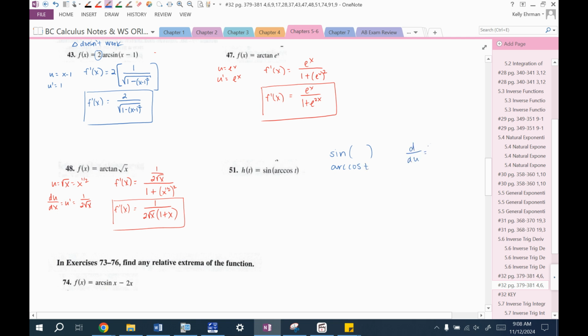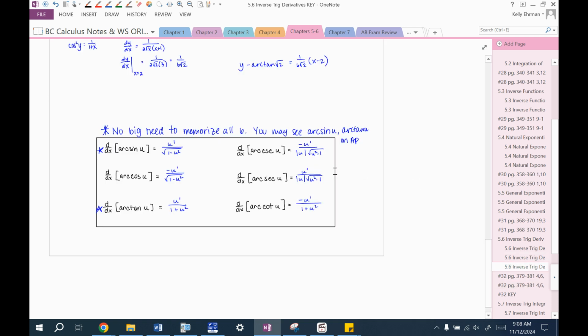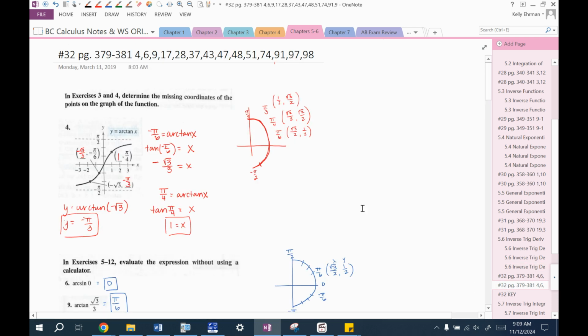Of arc cosine of u. If I remember correctly, it was the same as arc sine. It just has a negative in front. So it's negative u prime over square root of 1 minus u squared. Let me just confirm that. We don't often have to use arc cosine, so let me just double check this here. Yeah, negative u prime. Okay, so that's not too bad.